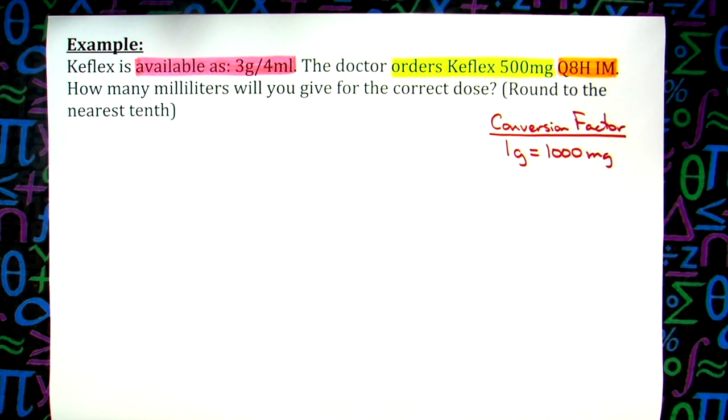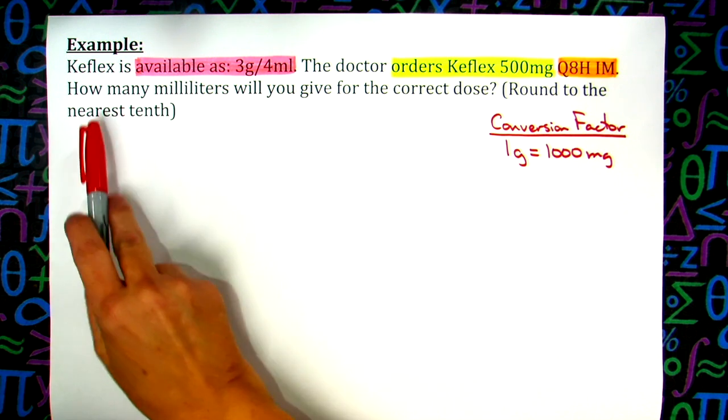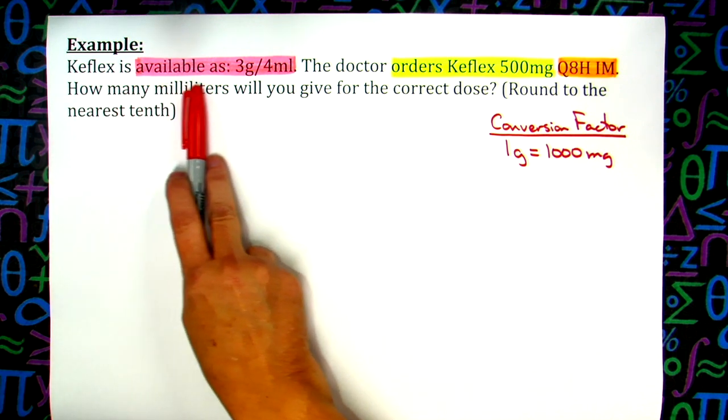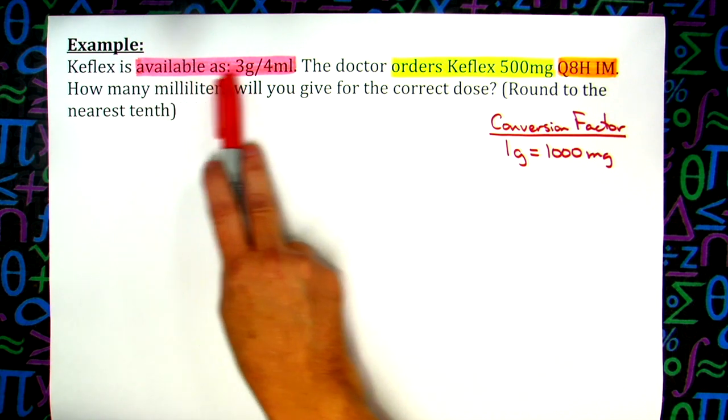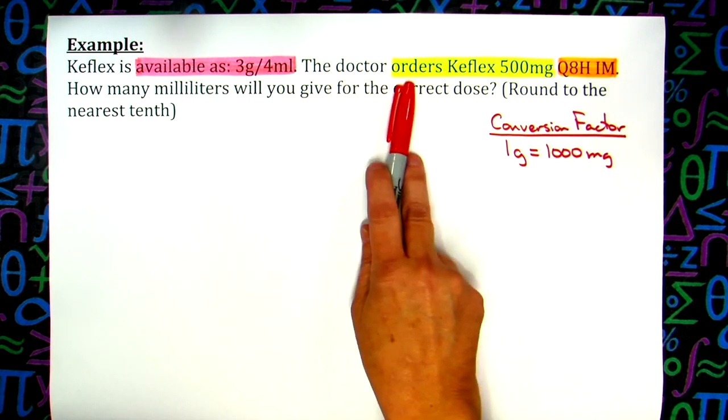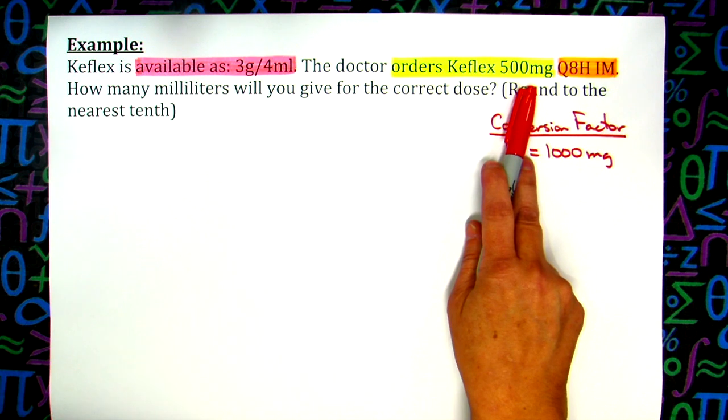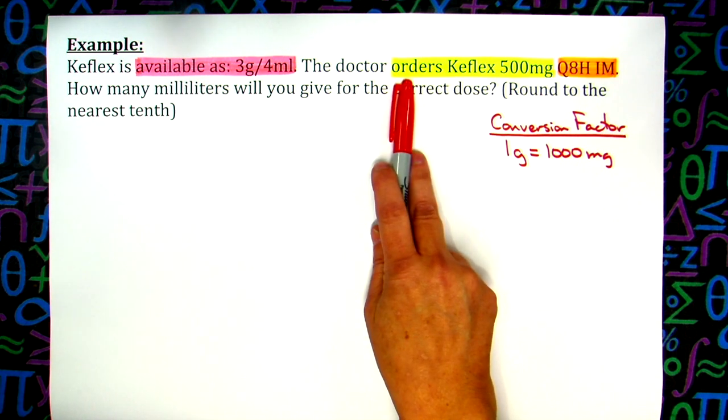In this example, I went ahead and highlighted some important pieces of information. As you are reading the question, sometimes it helps to do that. All right, Q-Flex is available as 3 grams per milliliter. So it's available in this quantity. The doctor orders 500 milligrams. So that's what's being ordered. So that's an important concept.